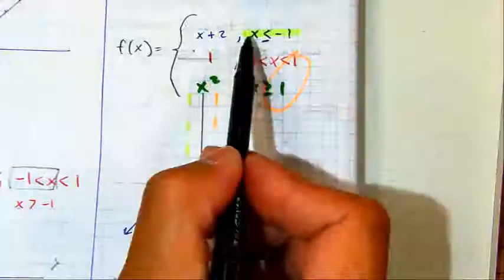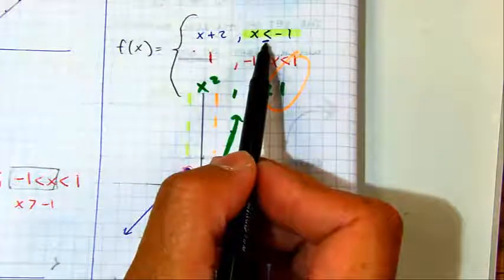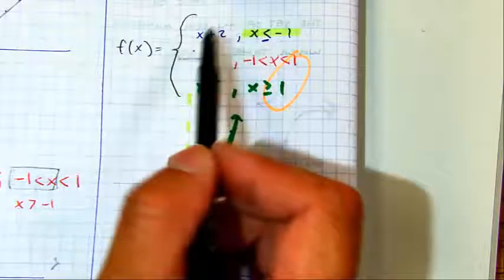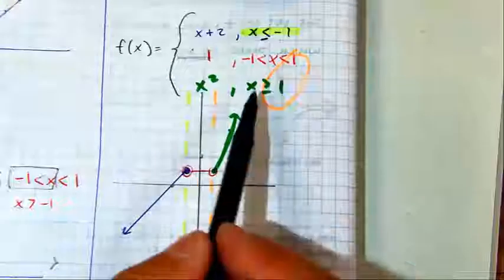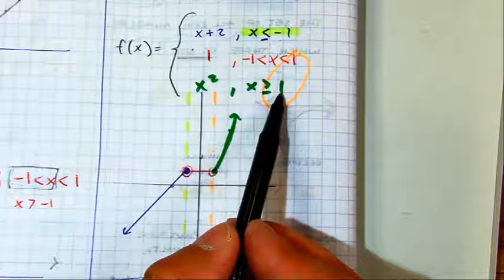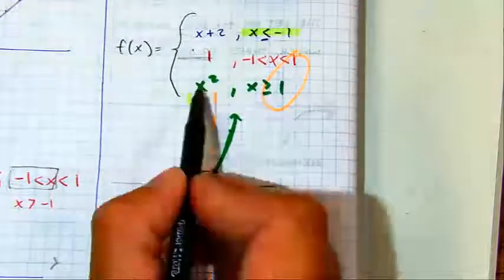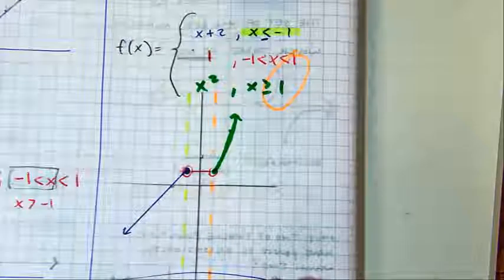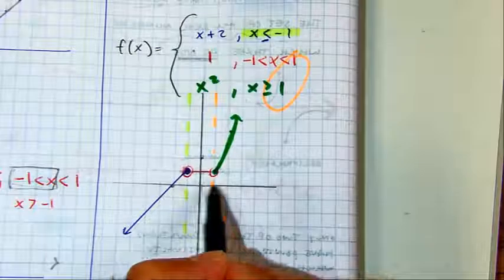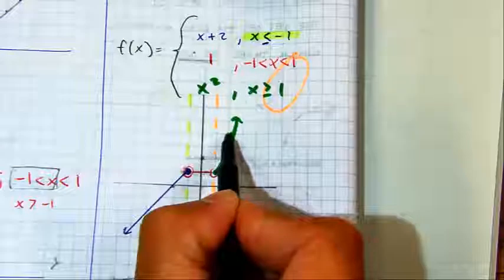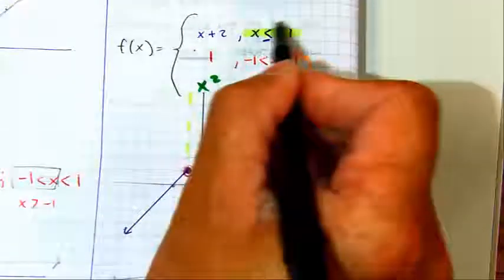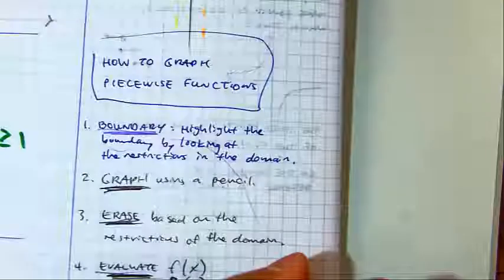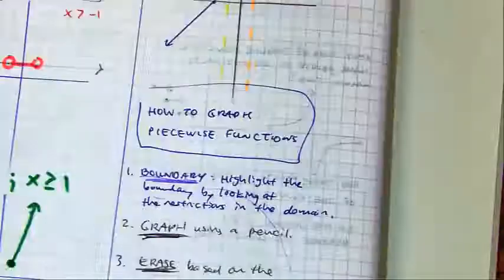Can 2 be smaller than -1? So no, it's not the blue. Is 2 between -1 and 1? No. Is 2 bigger than or equal to 1? Yeah, so to evaluate 2, I can put it in here. So 2 squared is, and I already know that. Look, 2, 4. Does that make sense? So if you ever have to evaluate it, you just have to pick one of these. It's kind of like multiple choice. So our answer would be 4. So how to graph piecewise functions? Draw your boundary, graph, erase, and then evaluate it.